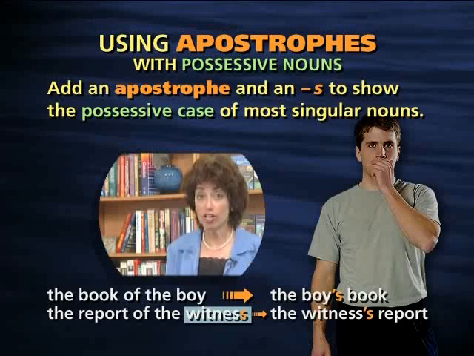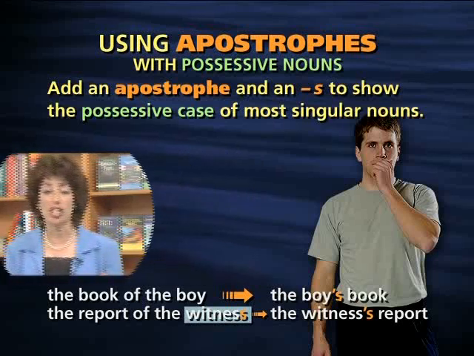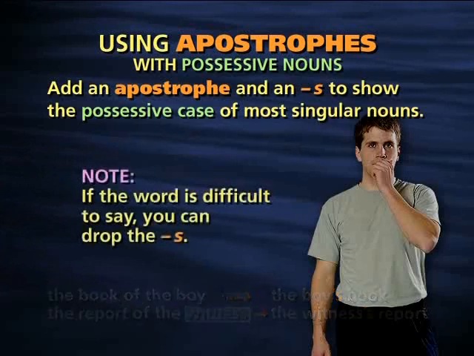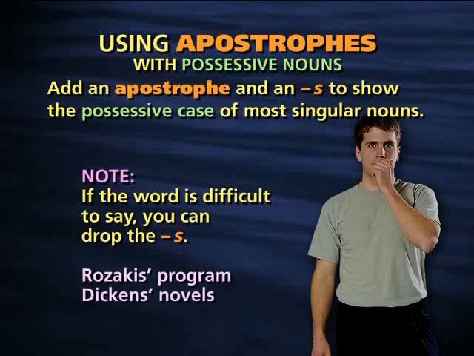I still follow the rule. I put apostrophe S. But you say to me, gee, that sounds a little silly. It's got 3 S's in a row. Well, if the word is difficult to say, you can drop that S. So Rozakis's program should be Rozakis' apostrophe. Dickens' novels should be Dickens' apostrophe. The only rule that I have there is be consistent.